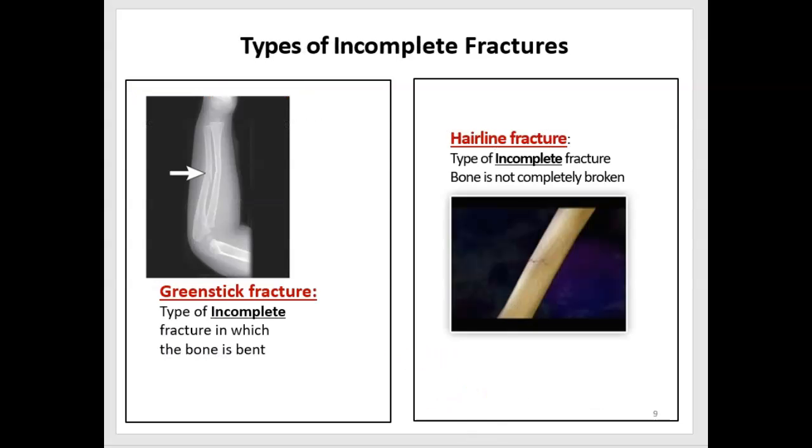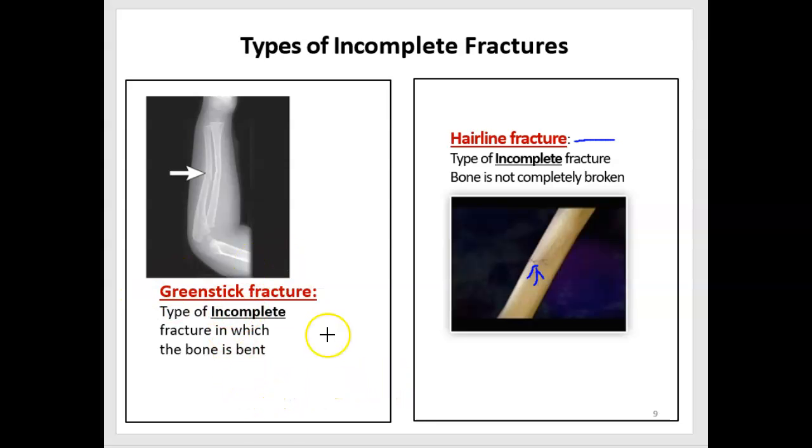Now there's different types of incomplete fractures as well. One is called a hairline fracture that usually heals pretty well on its own. You can just barely see it right there. Okay, bone is not completely broken, hairline.